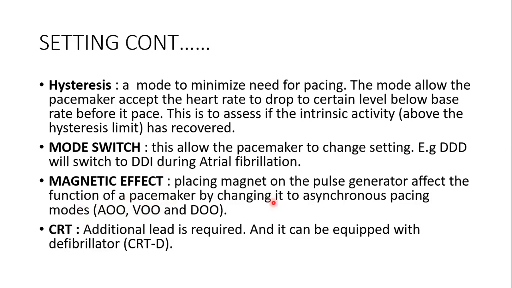Then there's the magnet effect. This can be achieved by placing a magnet on the pulse generator. Once that is done, it can affect the functioning of the pacemaker by changing it to an asynchronous pacing mode, that is either AOO, VOO, or DOO. So most of the time, if you have a pacemaker that is causing problems because of the settings, maybe it's causing wenckebach and 2-to-1 block or pacemaker mediated tachycardia, and you don't have a programmer to reset the pacemaker, you can place a magnet on the pulse generator, and it will revert the pacemaker to the DOO mode.